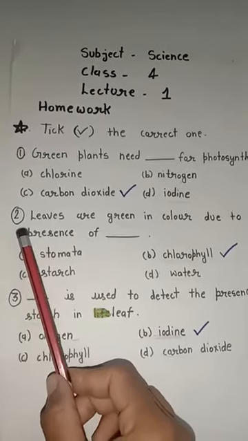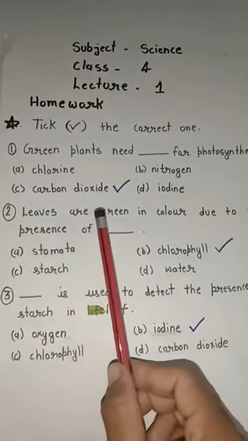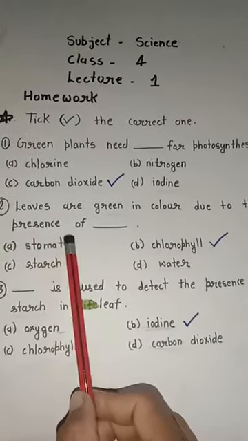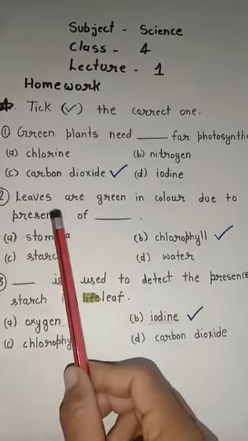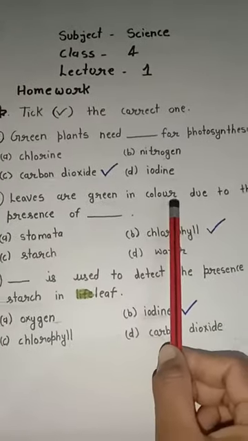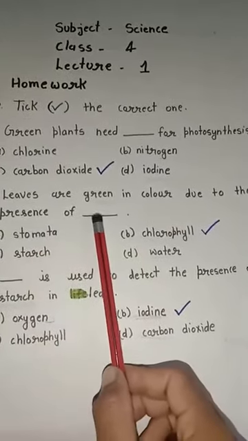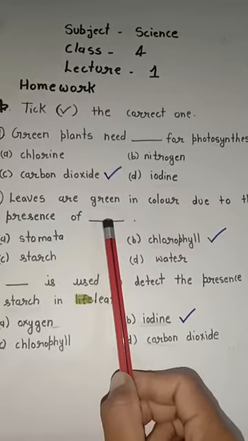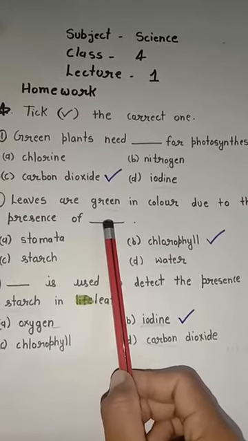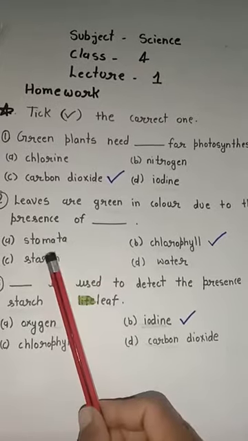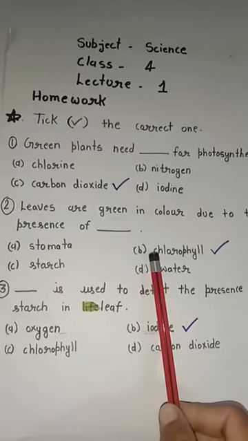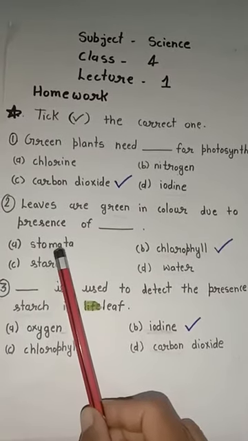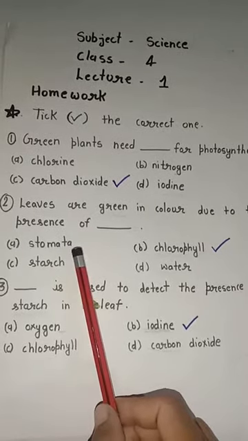Now number 2. Leaves are green in color due to the presence of blank. Number 2. Leaves are green in color due to the presence of blank. Here we have to tell why leaves are green in color. Which things are present in the leaves, that's why they are shown green color. A. Stomata, B. Chlorophyll, C. Starch, or D. Water. Now students, I want to tell something about these options.